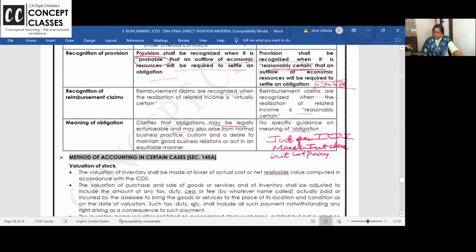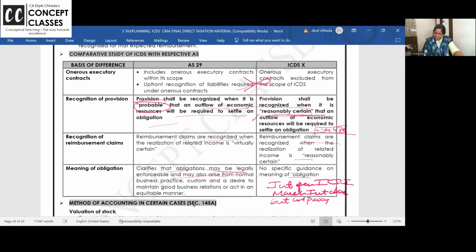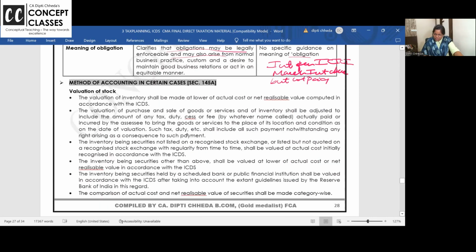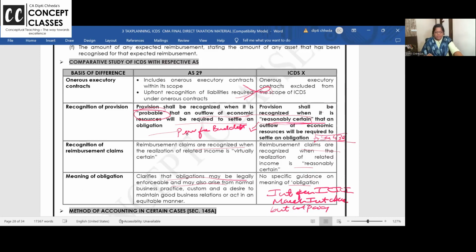I want all of you to please write 43B as an example, and one more example write down. Provision for bad debts. Generally, bad debts is allowed, but there are cases, as in case of banks and all, where provision is also allowed. No provision for bad debt, because they know that they are going to incur certain kind of losses. So when they say provision shall be recognized when it is reasonably certain, they are talking about this. Provision for bad debts allowed. It is allowed in income tax also.